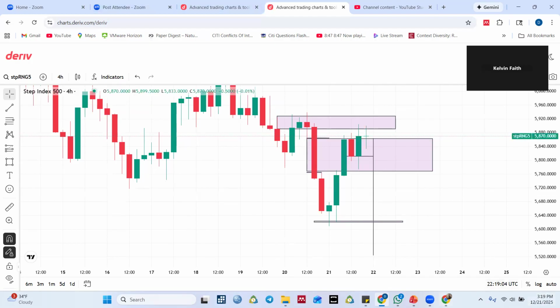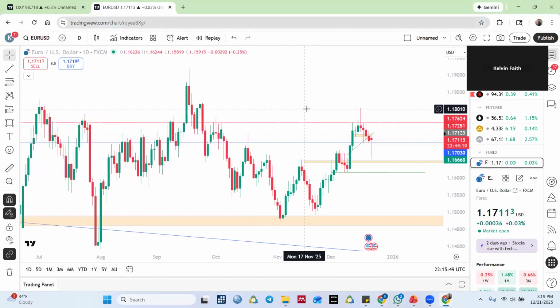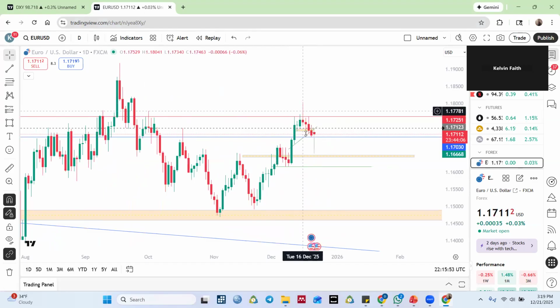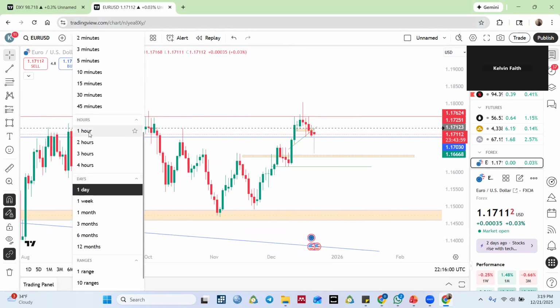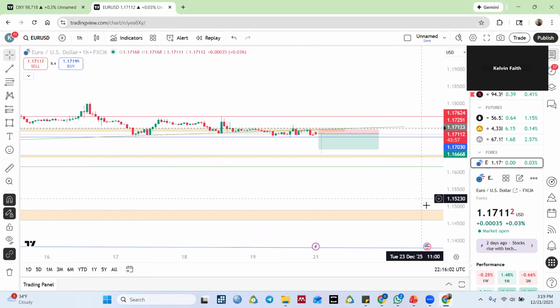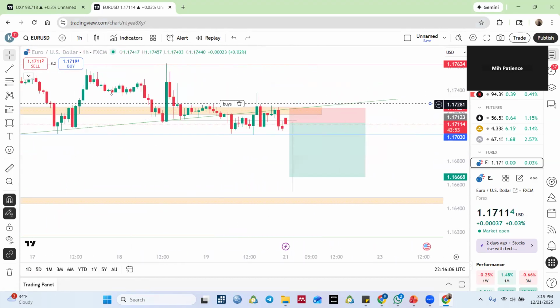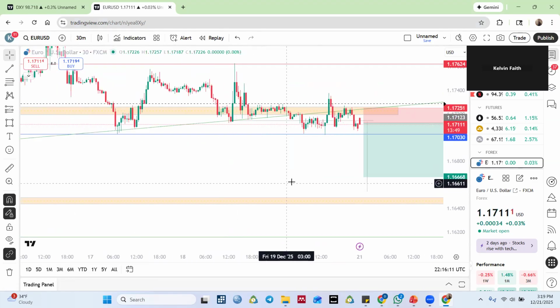So I think we have the expectation for the week already. So we'll be expecting the Euro USD to drop more, whilst we expect the dollar index to go up for now. Until if things change, we will update the setup.